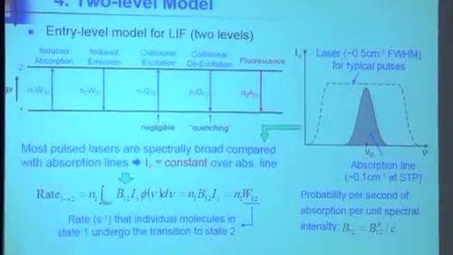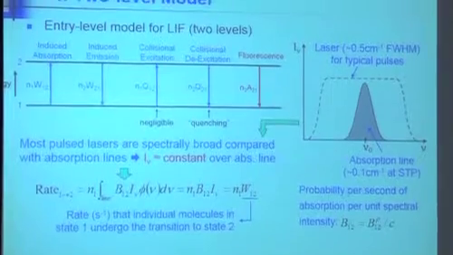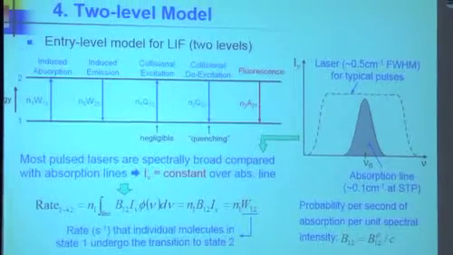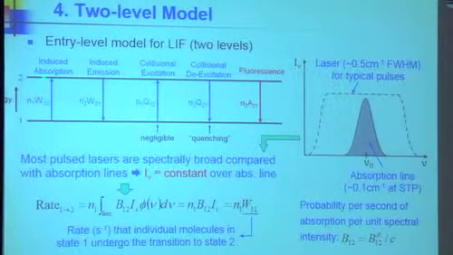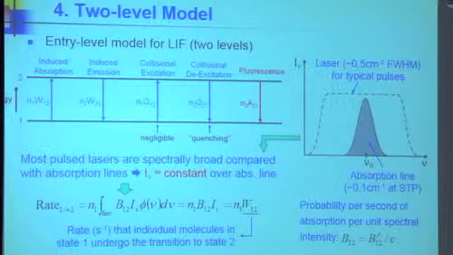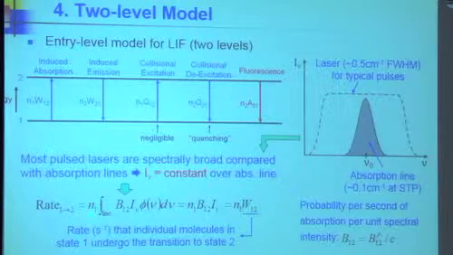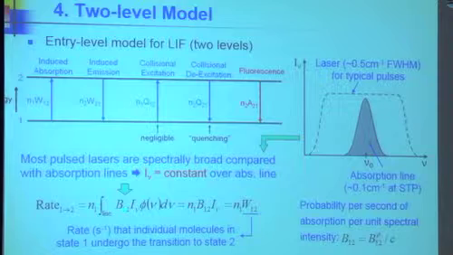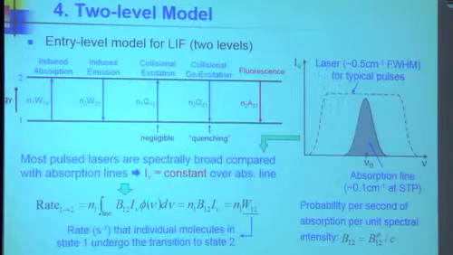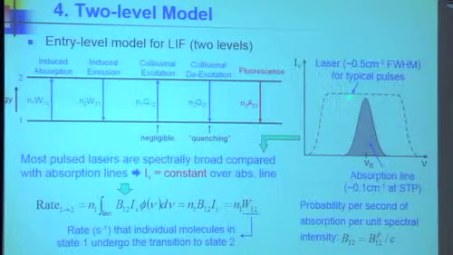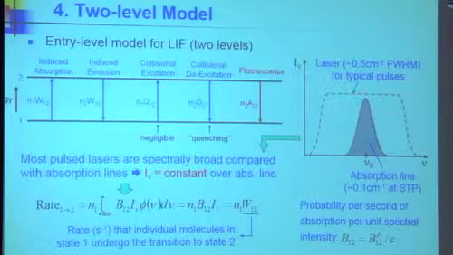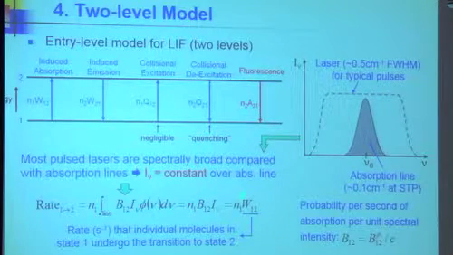So now the rate per unit volume of molecules going from here to here would be the number density in the absorbing state times this probability here integrated over the line, and over that interval I want to hold I nu constant. And when I do that, I get this nice simple result.